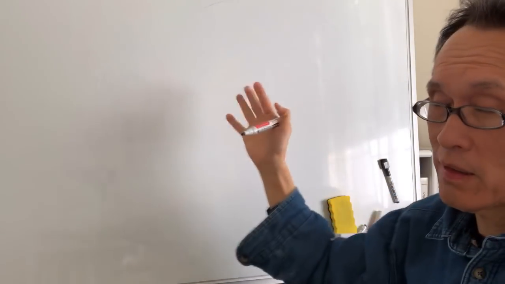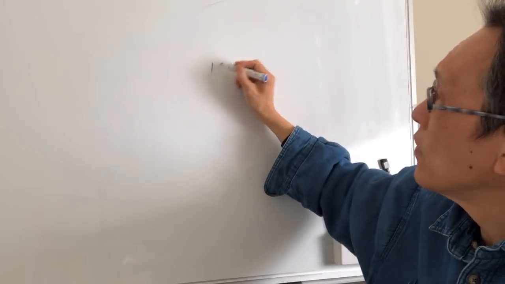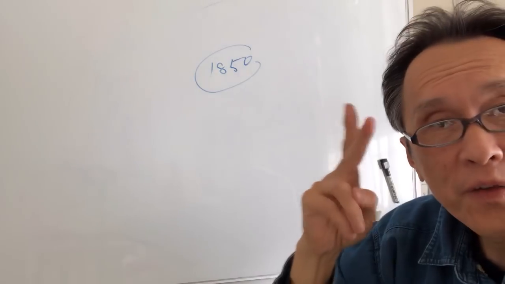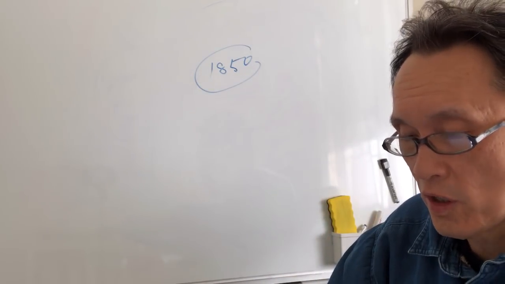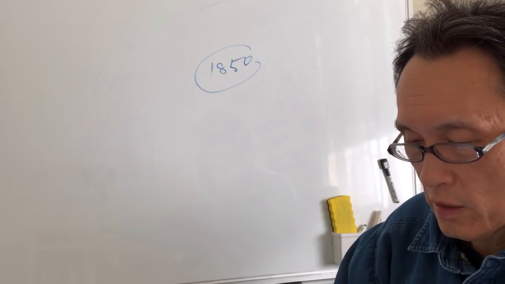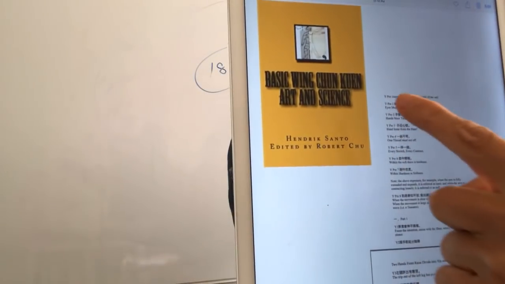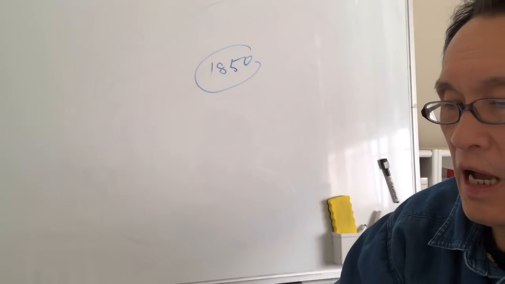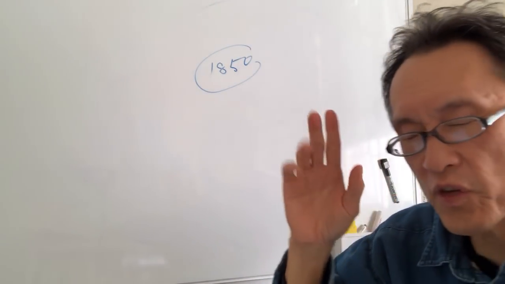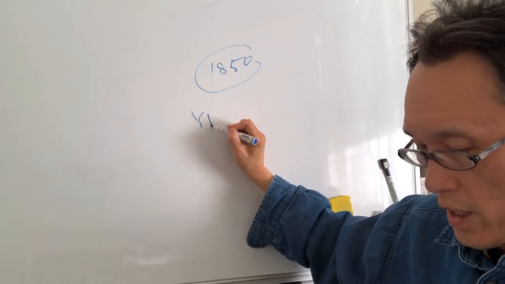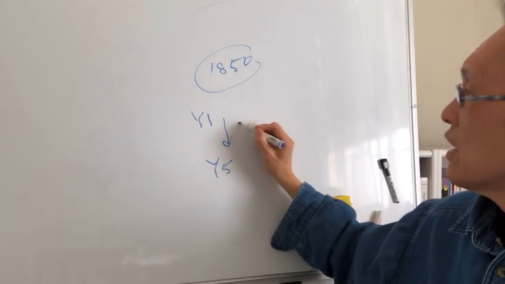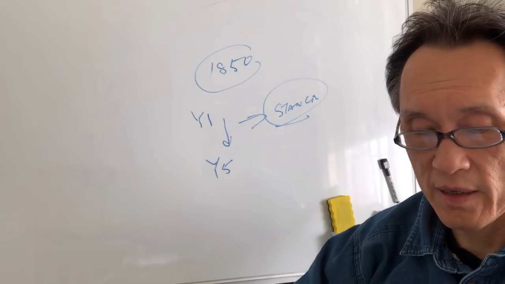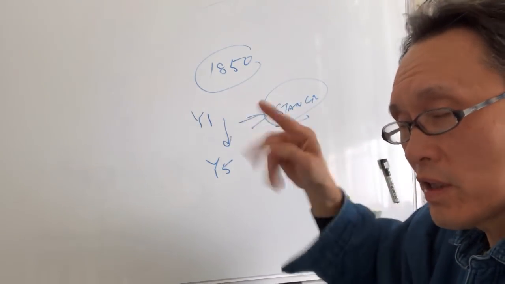Now let's go to Red Boat. In Red Boat, we want to get the first two quick, and to get that, then we understand what's going on. In my book, there's a basic Wing Chun, the quick of 1850. Within that quick, the very beginning of it, marked Y1 to Y5, is about your stance. So let's dig into it and see what it is.